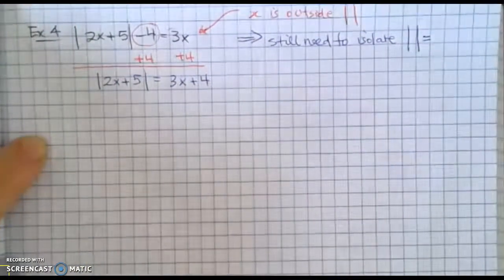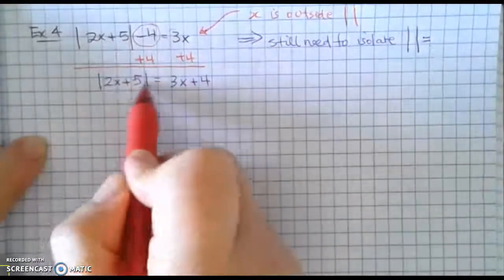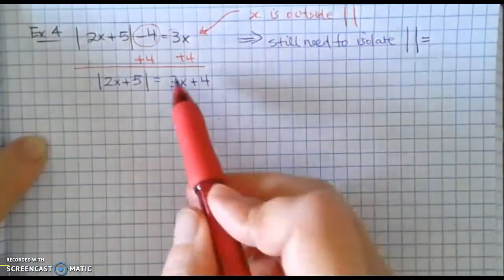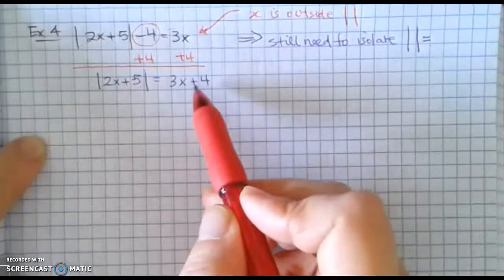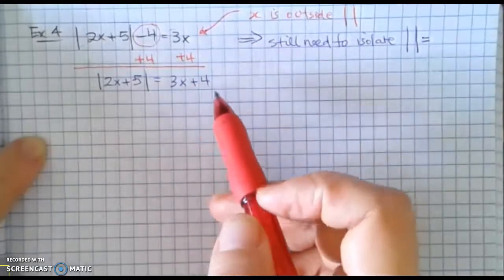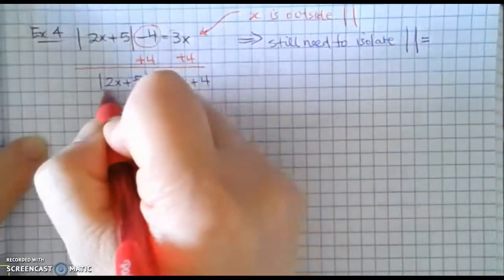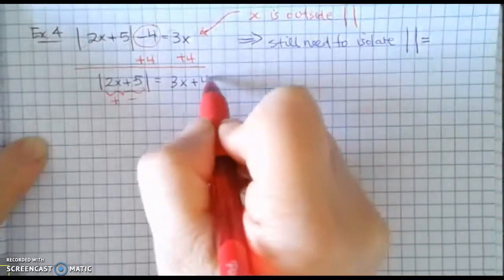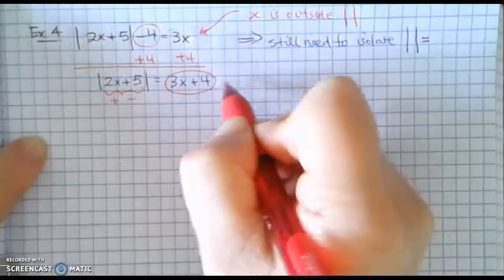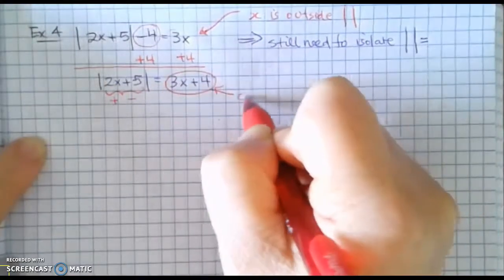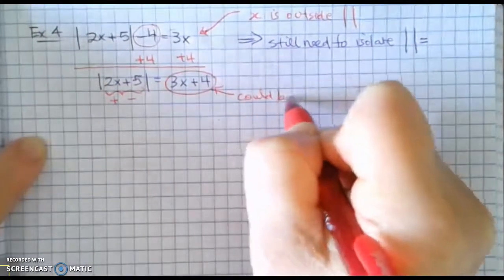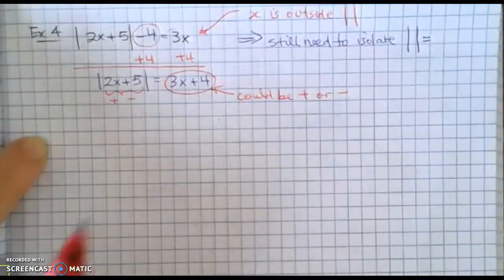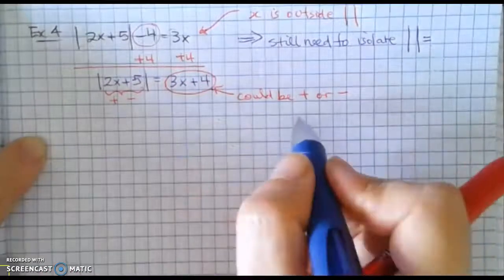Now at this point, you should be thinking, okay, we have isolated the absolute value expression on one side. But we have a variable, the x, on the other side as well. Same thing. That means that what's inside could be positive or negative. That means this expression could be positive or negative. So we are going to write two equations just like that.